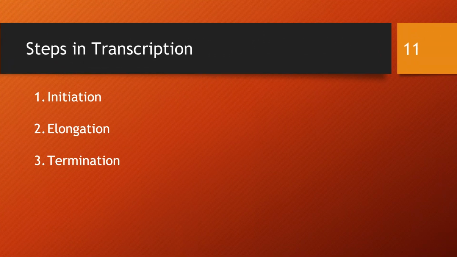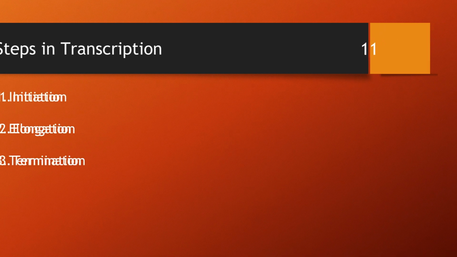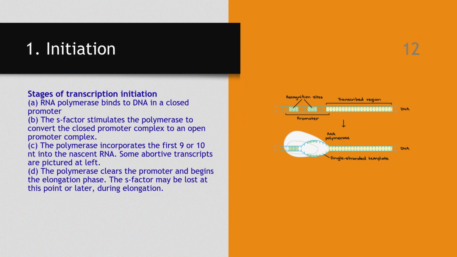The overall process of transcription can be broken down into three major steps: initiation, which we have been discussing, elongation, where the RNA chain grows, and finally termination, where synthesis stops. Let's delve a bit deeper into initiation.